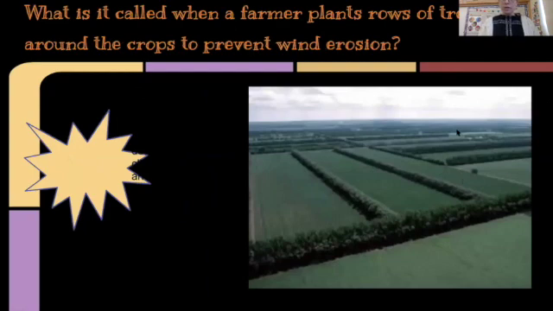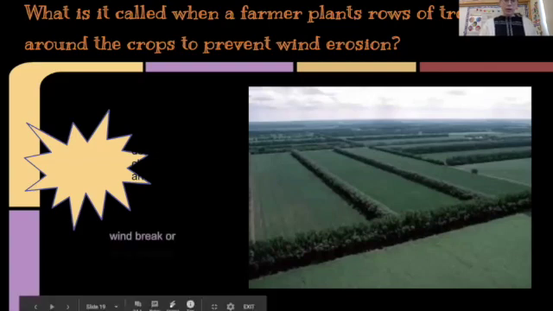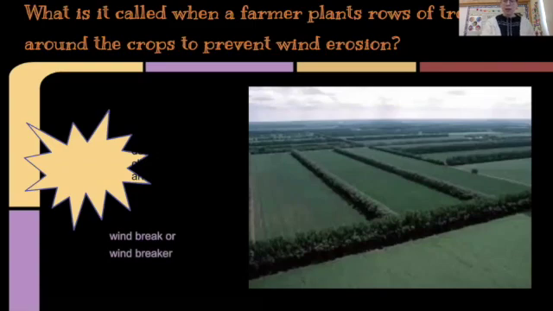Next, what is it called when a farmer plants rows of trees around the crops to prevent wind erosion? So look at this picture. What type of erosion control is this? When trees are planted in perfect patterns or rows to prevent or stop wind erosion. Pause if you need more time. The answer is windbreak or windbreaker. 1 point if you got that correct.